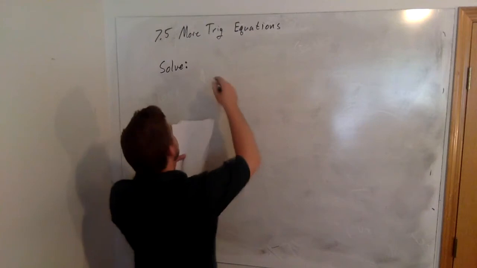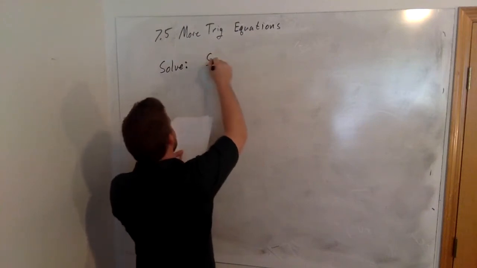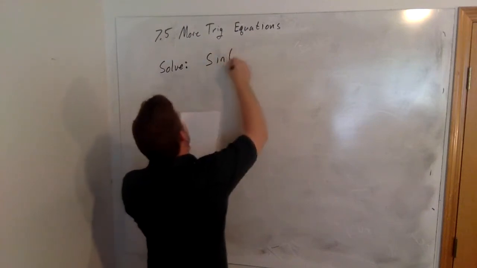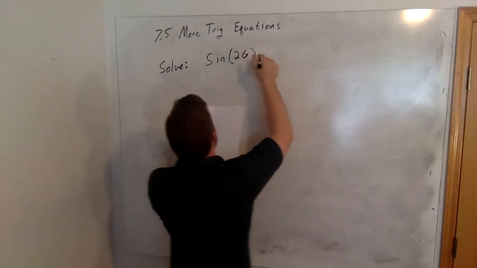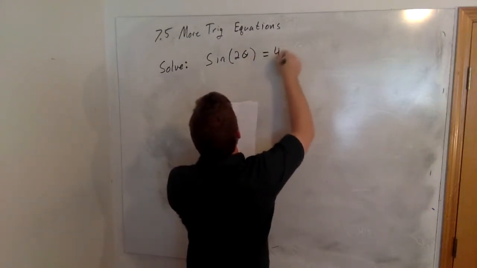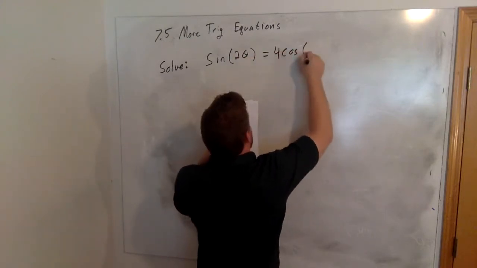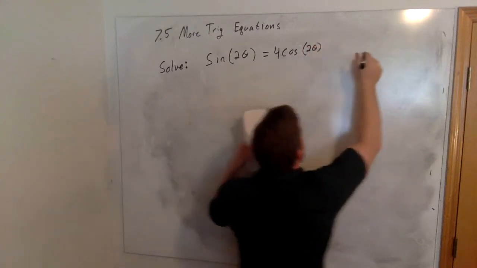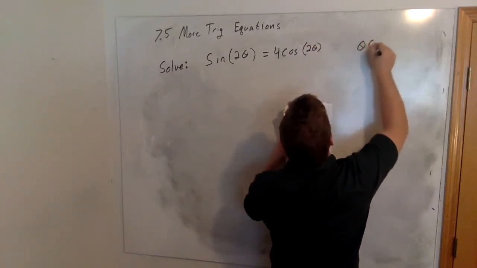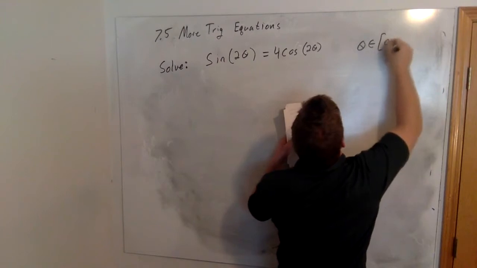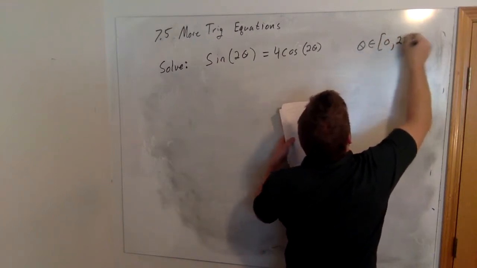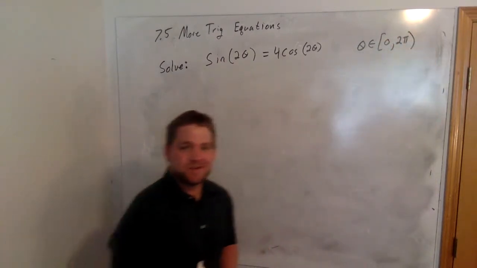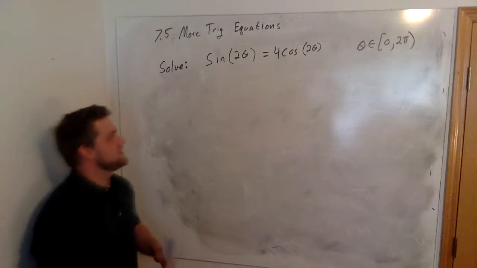Okay, so let's say we want to solve the equation: the sine of 2 theta is equal to 4 cosine of 2 theta. So we want to find all solutions theta between 0 and 2 pi. Go ahead and pause the video and give this a shot on your own before we do it together.